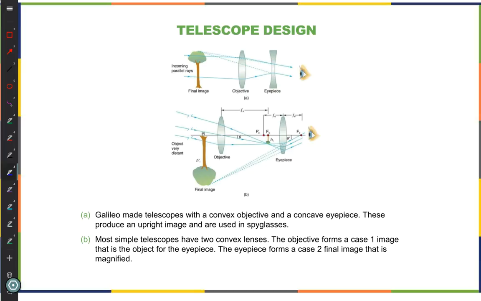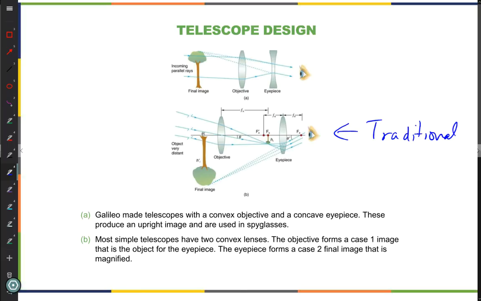Now there are two designs shown here. This one here is our traditional telescope, and the one on top is the one that Galileo developed, called the Galilean telescope. What's the difference in these two? The eyepiece. The Galilean telescope has a diverging eyepiece, whereas the traditional one has a converging eyepiece. And so let's talk about how these work.